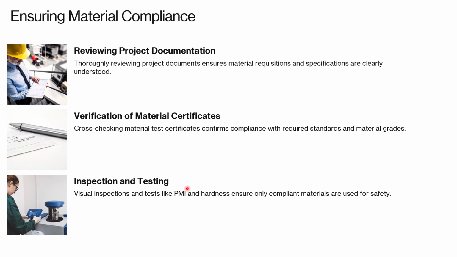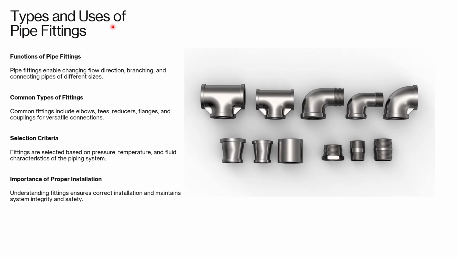Okay, so moving on to the next slide. What are the types of pipes and fittings used? Pipes and fittings, as you know, are essential components in any piping system. We already have many videos on our channel. You can go to the playlist and see the videos. So pipes and fittings are very essential components of a piping system.